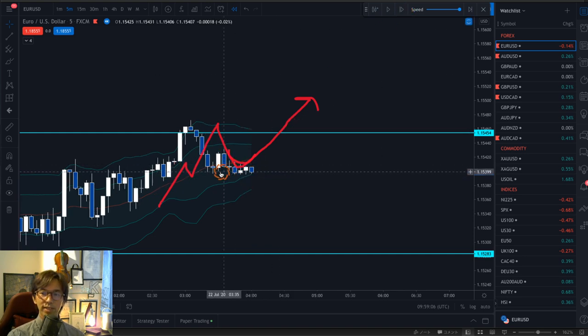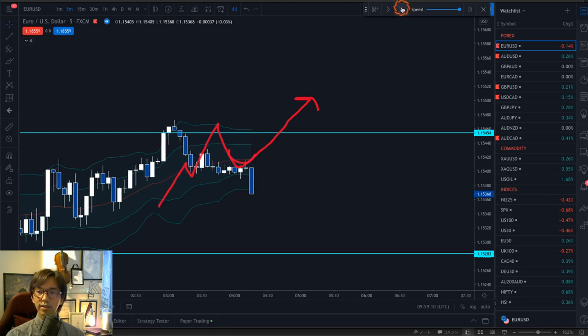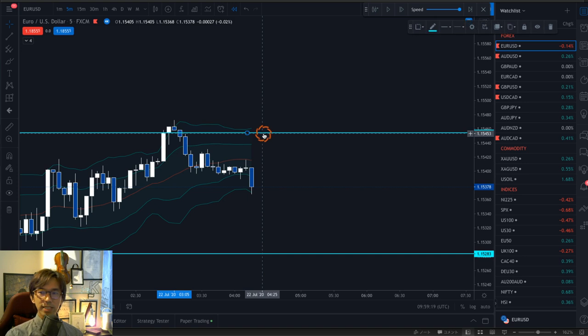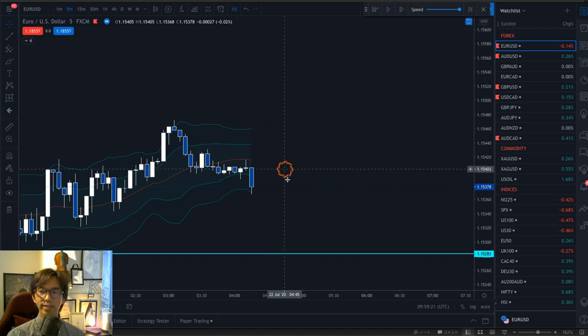Okay, kind of holding the recent low. So let's see. Okay, now breakout. Now a break of the recent low. So let me just exit this one. I will just exit this position.